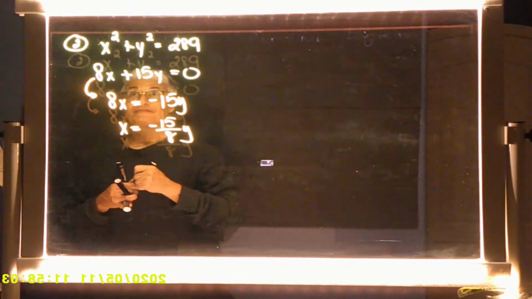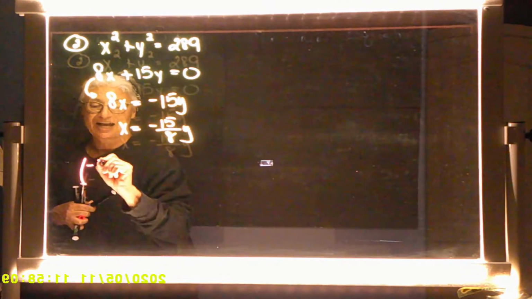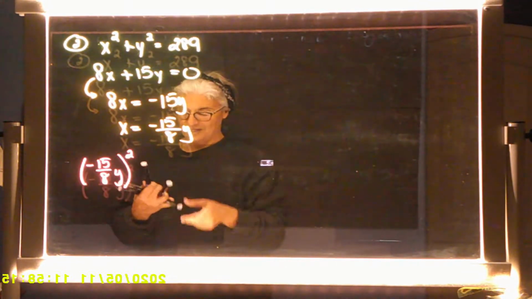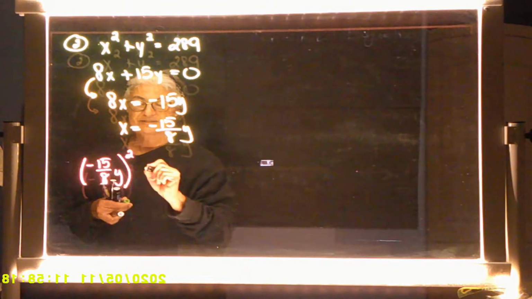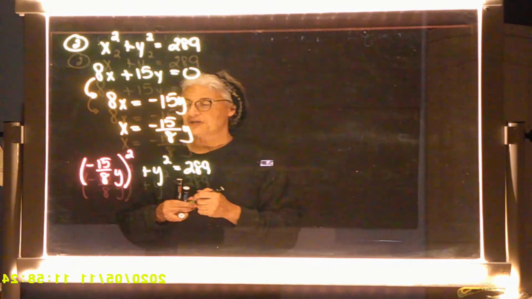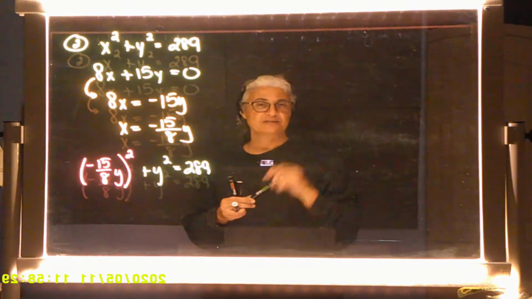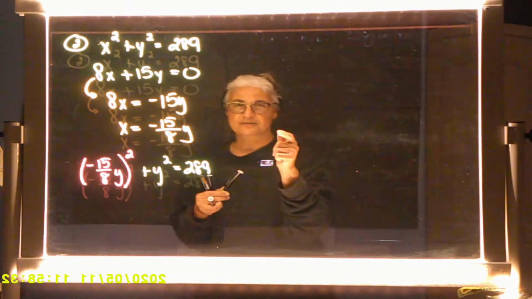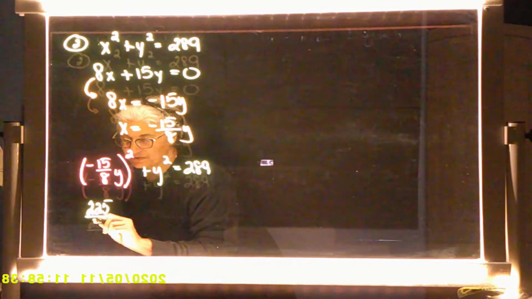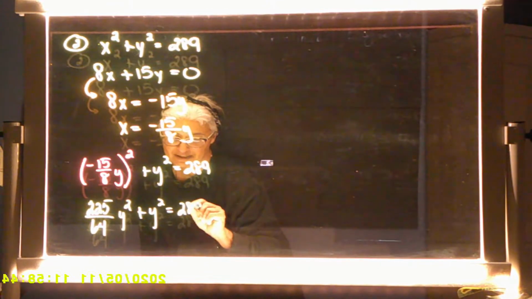So now, in my first equation, first thing it says is x squared. So instead of the x, I'm going to put the negative 15 over 8 y and then square it. And then plus the y squared equals 289, right? Okay, so we have to square this thing, don't we? All right, what is 15 squared? Good, 225. What is 8 squared? Good, 64. So I have a positive 225 over 64 y squared plus y squared equals 289.